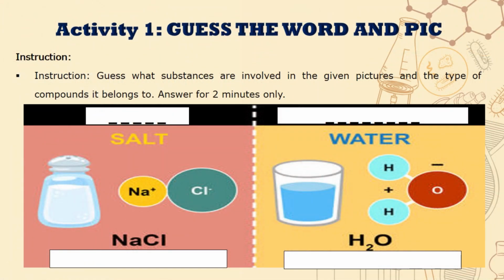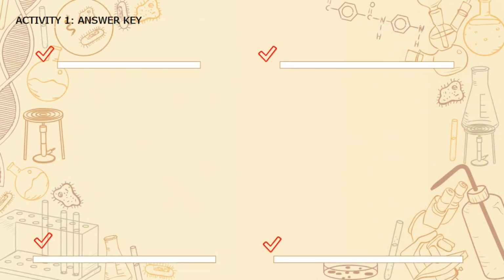Activity 1. Can you guess the word and the picture? So, guess what substances are involved in the given pictures and the type of compounds it belongs to. So in the salt, what is this kind of compound? And what are the elements or the combination of elements to form a salt? In the water, what type of compound is water? And what is the combination of elements to form water? And here is the answer key.